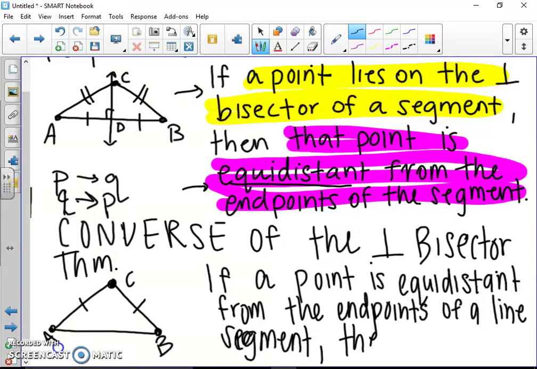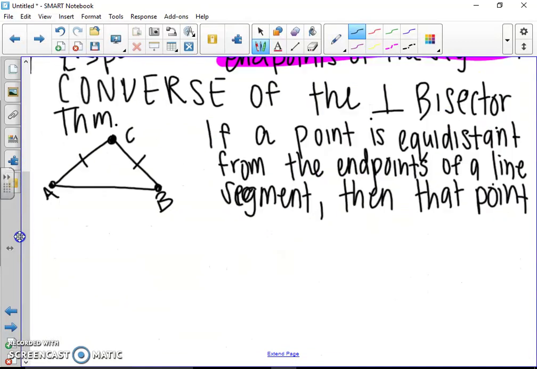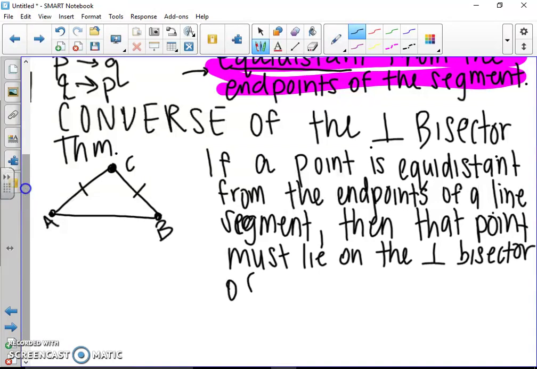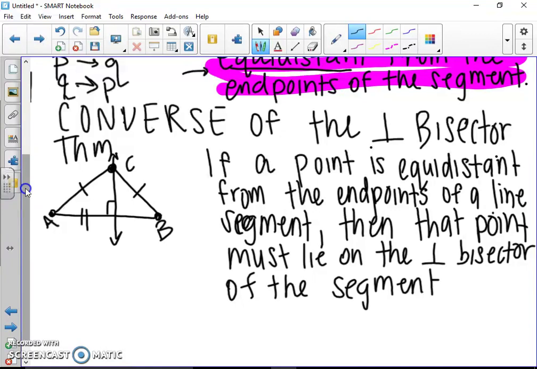Then, now we're going to bring in this hypothesis. Then that point must lie on the perpendicular bisector of the segment. So if I know a point is equidistant from the endpoints, then this point C must lie on the perpendicular bisector of the segment AB.